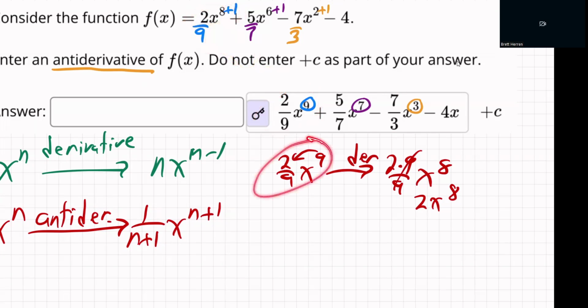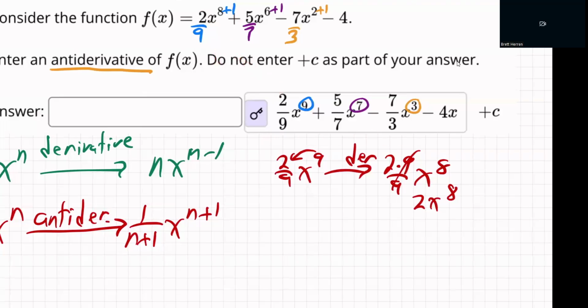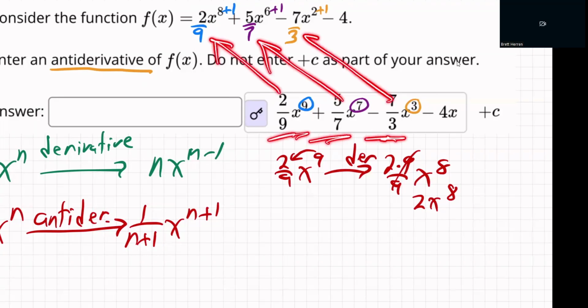Do you see how the derivative would go right back, which means this is the antiderivative? Because if we take the derivative of it, we get back to 2x to the 8th, which is what we started with. Same thing if we did this, the 7 would come down, cancel, subtract 1 from the power, go right back to 5x to the 6th. Here the 3 would come down, cancel, subtract 1 from the power, go back to 7x squared. See, so I just want you to see that these terms are the antiderivative. And how we know that is if we took the derivative of them, they would go back.